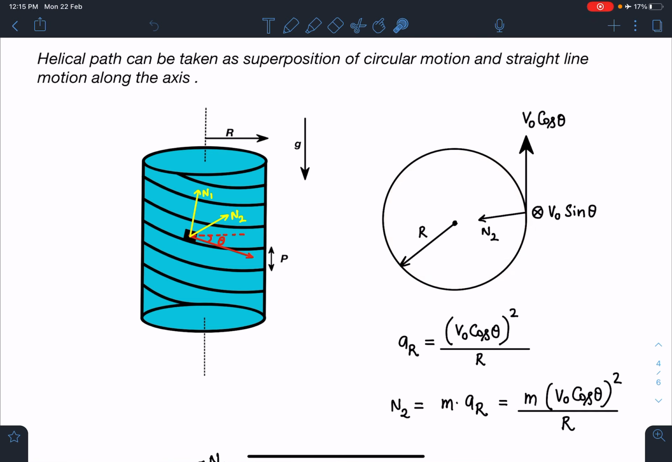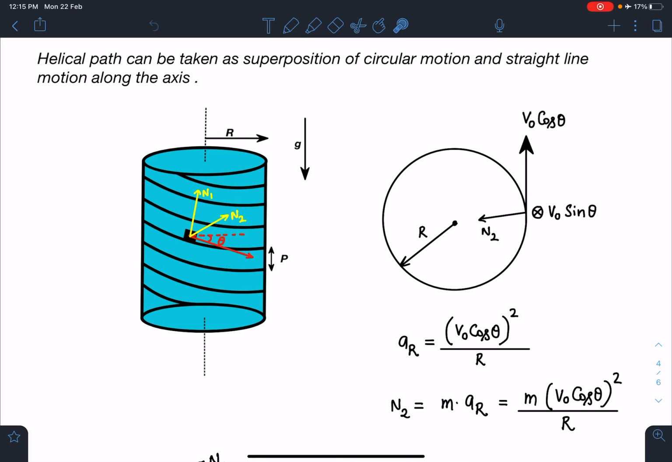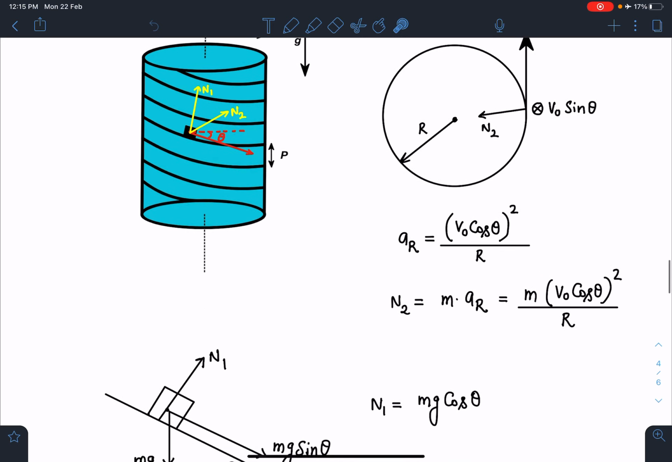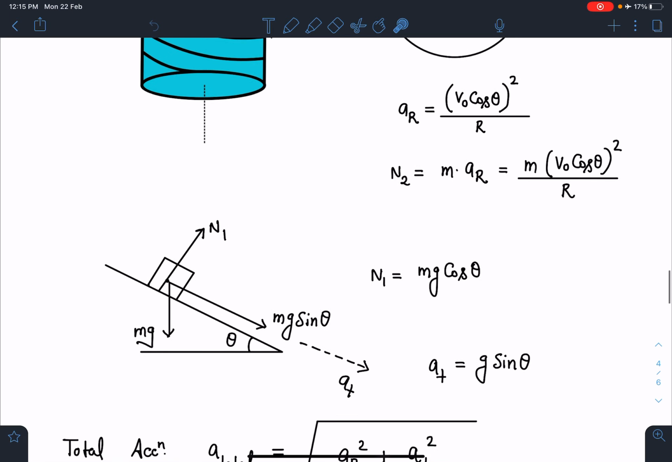So the radial acceleration is v square by r, where v is v naught cos theta. So n2 I can directly write as m (v naught cos theta) whole square by r. n2 is known to me. N1 is even easier to calculate. You can see it is like an inclined plane where N1 is acting perpendicular to the track and mg is present. So the component mg sin theta is going to accelerate this particle or block down the incline with acceleration of g sin theta. So from here we will know the value of this n1 also.